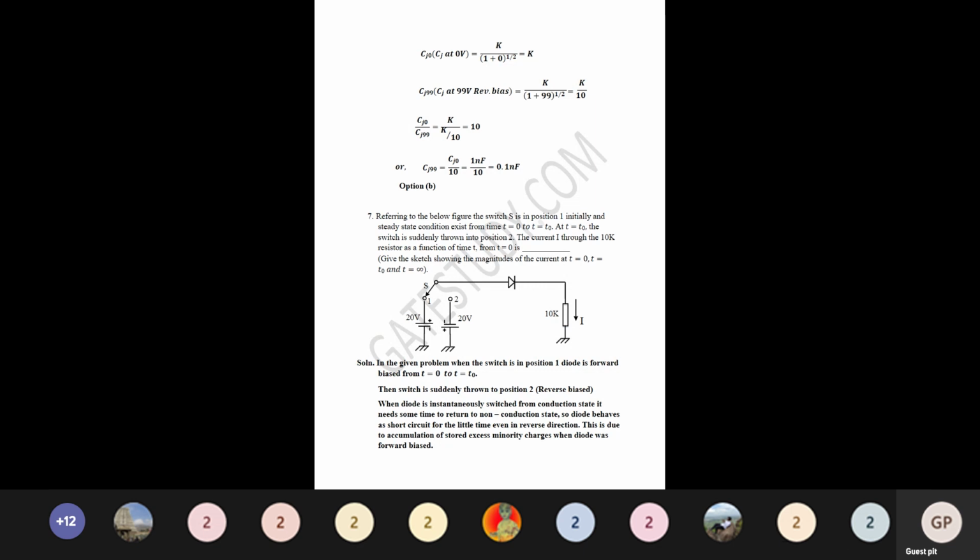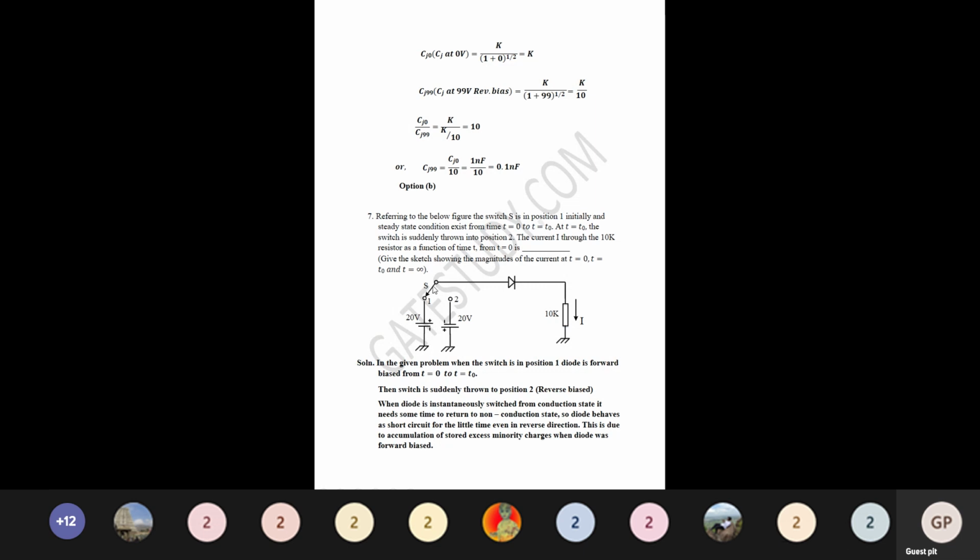Referring to the below figure, the switch S is in position 1 initially, and the steady state condition exists from time t = 0 to t = t0. At t = t0, the switch is suddenly thrown into position 2. The current I through the 10 kilo ohm resistor as a function of time t from t = 0 is, see out in the figure.